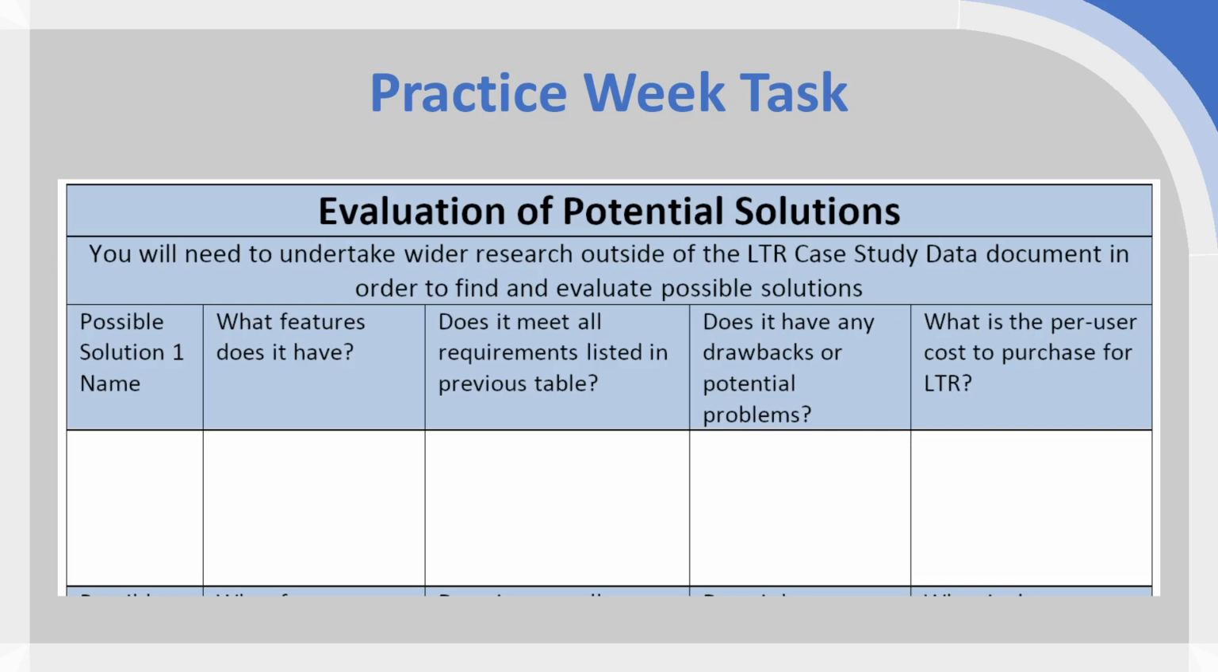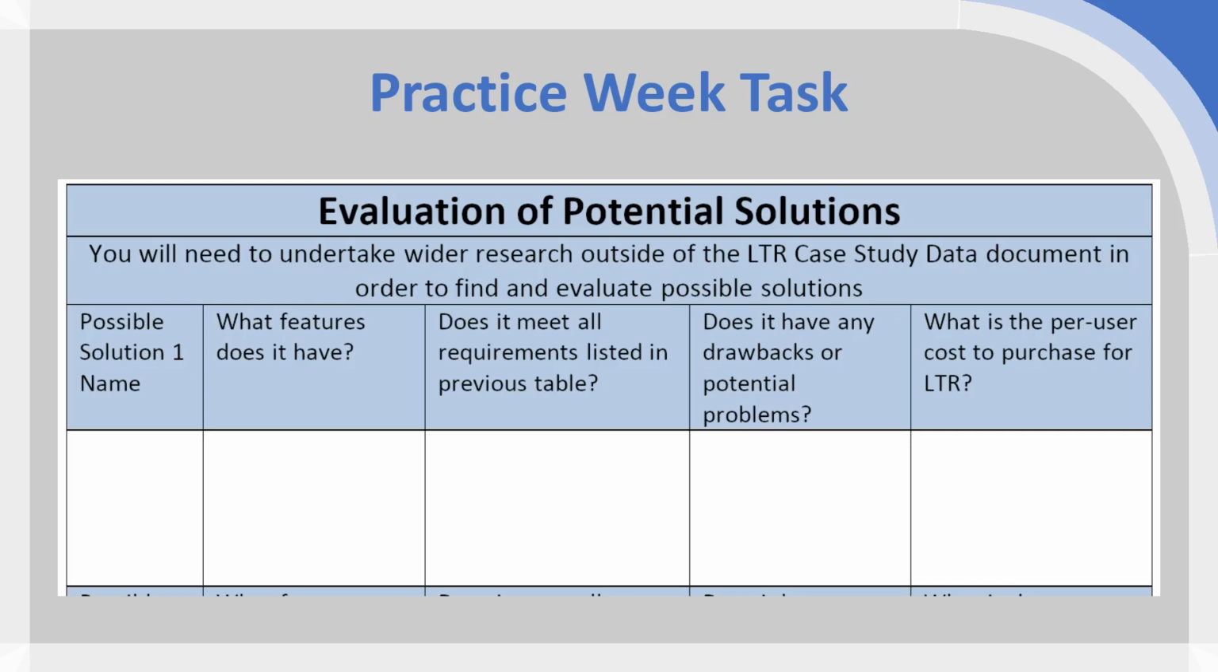What you'll need to do here is obviously name your possible solution, whether it's Microsoft Teams as a new platform, Slack as a new platform, or some other kind of platform. You want to list what you think the relevant features are, so the core features of the program itself. You want to evaluate whether it meets the requirements that you listed in the previous table. You want to highlight any drawbacks or potential issues that you can foresee with using that as a potential solution.